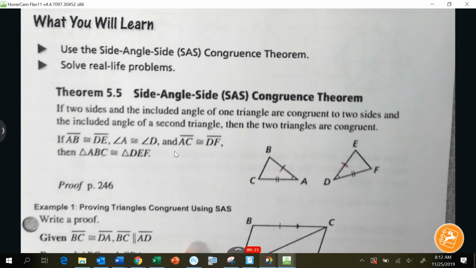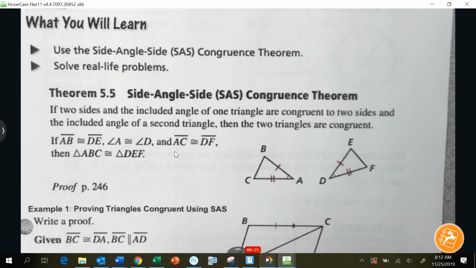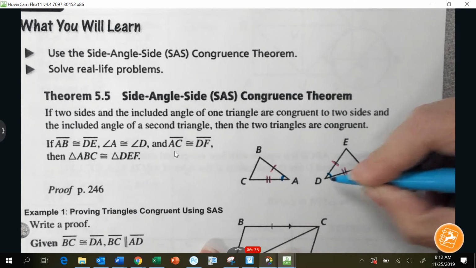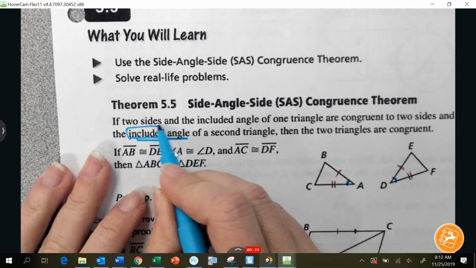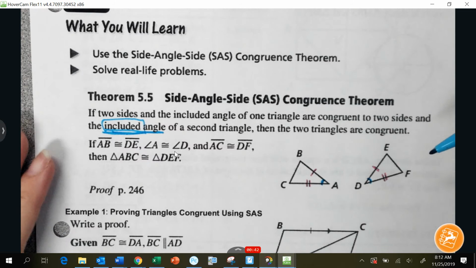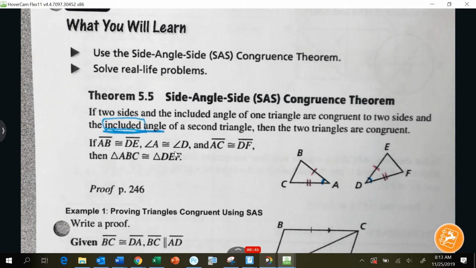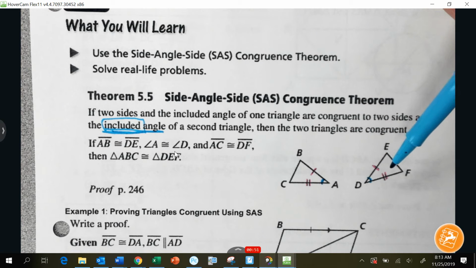two sets of congruent sides, and if we have the angle that is called included, if we have the included angle between those two congruent sides, that is enough information to say that these triangles are congruent. We do not have to find that all the angles and all the sides are congruent.